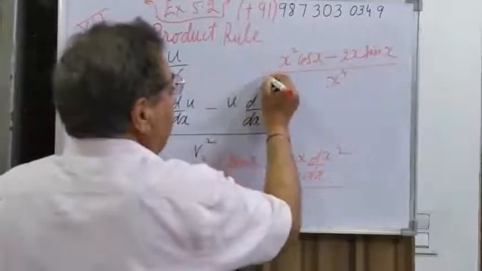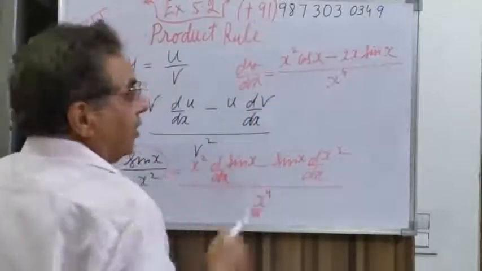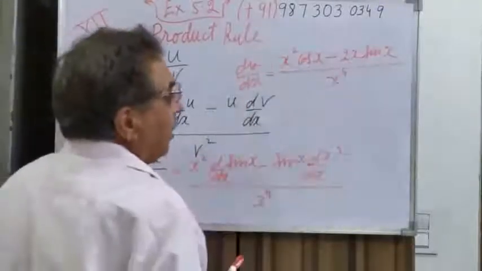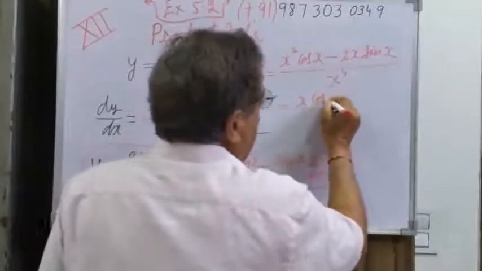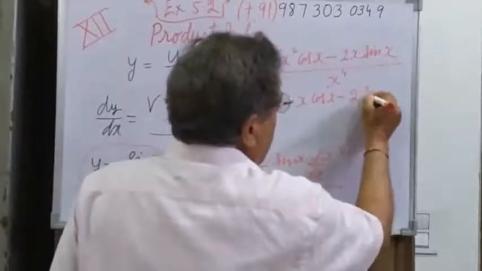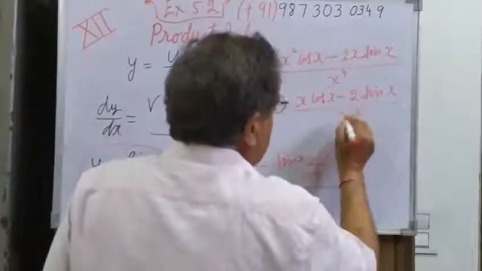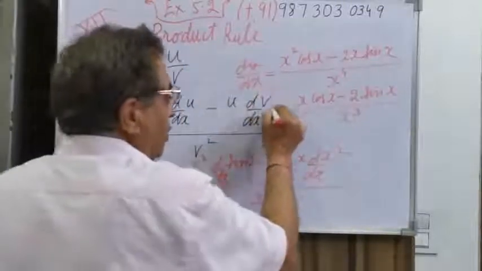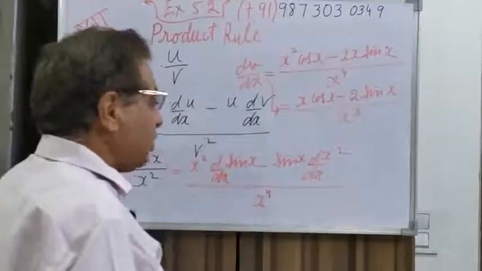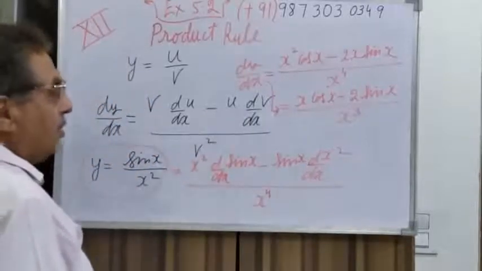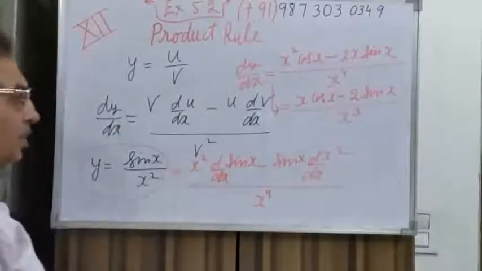If we want to simplify it, x is common in the numerator. Take that common out and you will be left with x cos x minus 2 sin x divided by x cube, because one of the x in the numerator and denominator has been cancelled out. This is the end answer. Now this is the quotient rule.